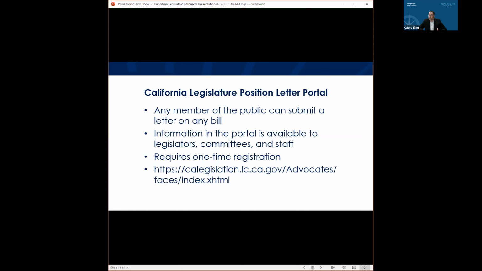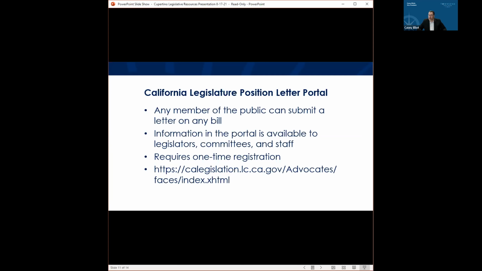The information within the portal, once it is submitted, stays within the portal. So it's accessible by legislators, their staff, committee staff, and that information stays within the portal so they can see those things as they move over time. This is important because while there still is the ability to send in letters or make positions known through email, faxes, snail mail, those elements, once that piece of paper is physically removed from someone, it's very difficult to kind of trace back what has happened. So the letter portal allows for that capturing over time.